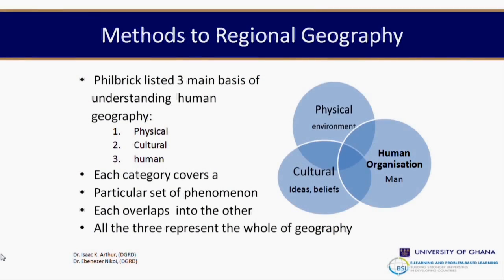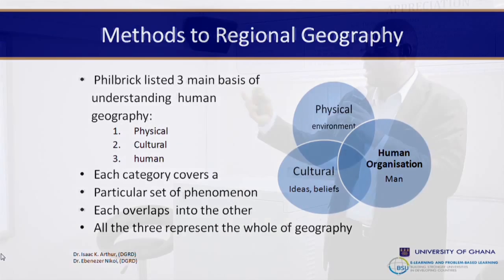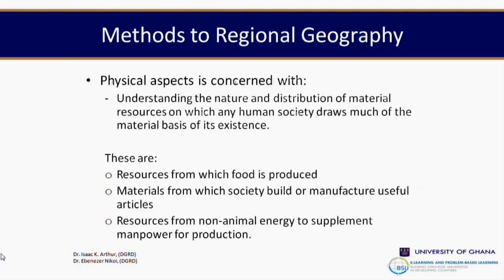It could also be the human organization, how man actually decides to interact with the environment, so to say. So you can see all these three things represented when it comes to the study of a region as a unit. The physical aspects are concerned with understanding the nature and distribution of material resources on which any human society draws much on the material basis of its existence. So they look at the environment and look at how best they can exploit the environment.